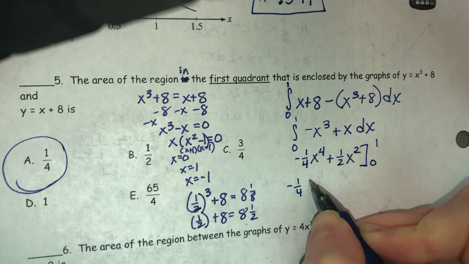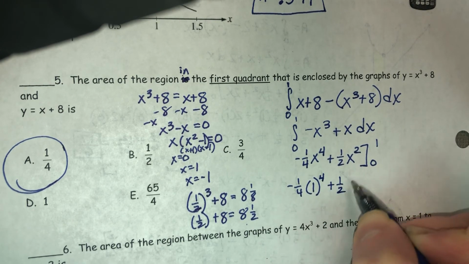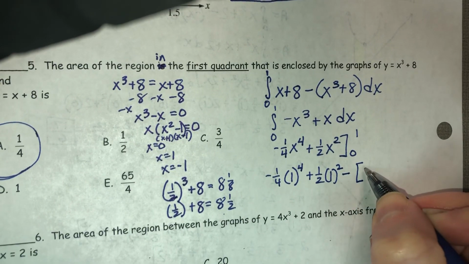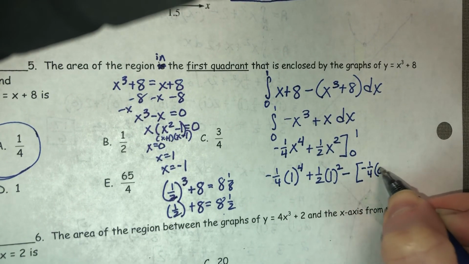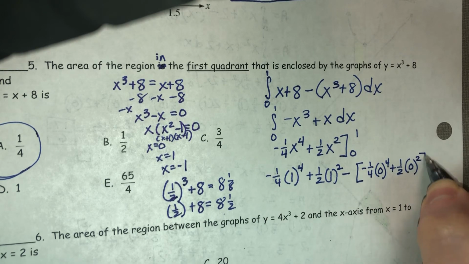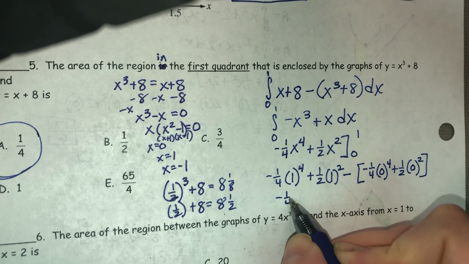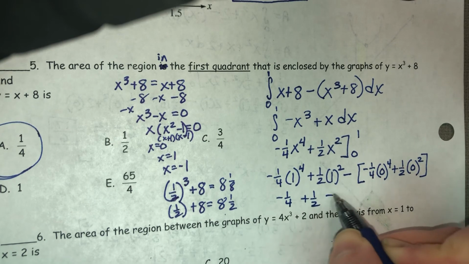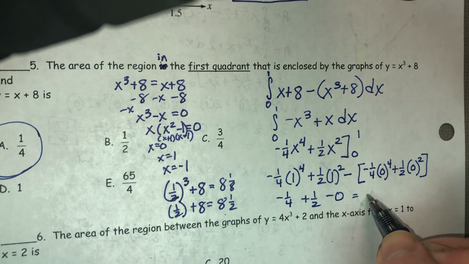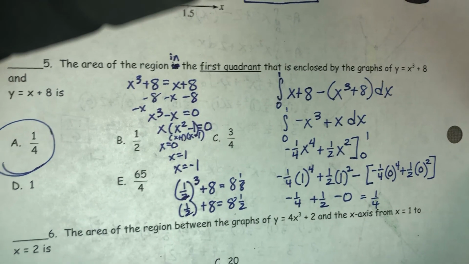So negative 1/4 times 1 to the 4th power plus 1/2 times 1 squared, minus negative 1/4 times 0 to the 4th plus 1/2 times 0 squared. So negative 1/4 plus 1/2 minus 0, that is 1/4. So there we go. That's the answer.